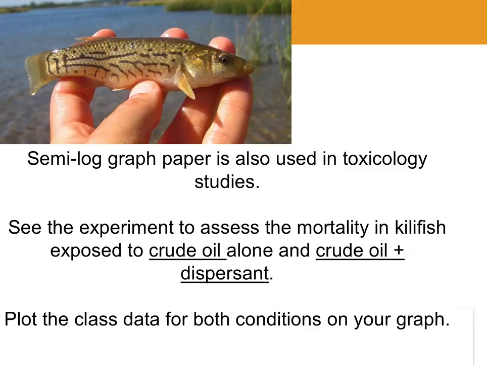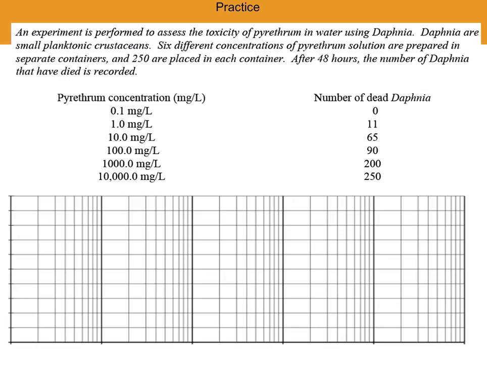To graph your Killifish information, you're going to work with the information you've got from the class averages for crude oil exposure alone and crude oil plus the dispersant. This is a sample to see how it's done. This experiment was done with pyrethrum on Daphnia. You can see that we have the concentrations on the left and the number of dead Daphnia, and you have a 1, 2, 3, 4, 5 cycle semi-log paper.